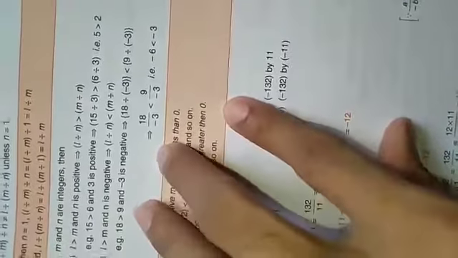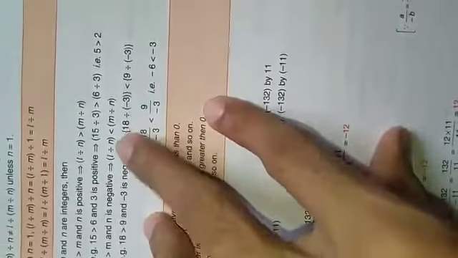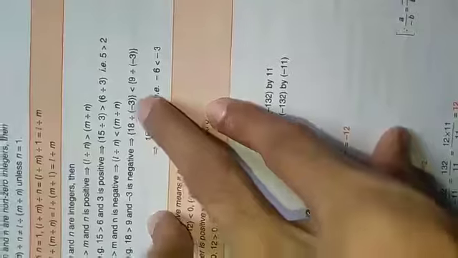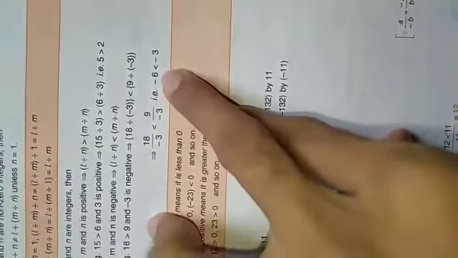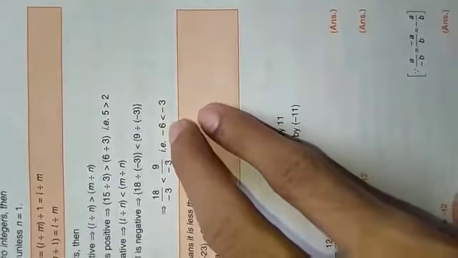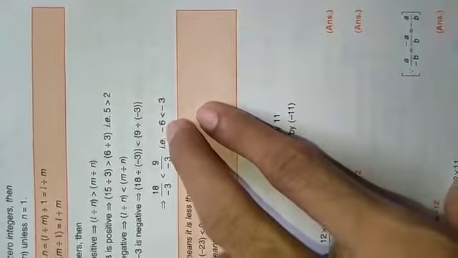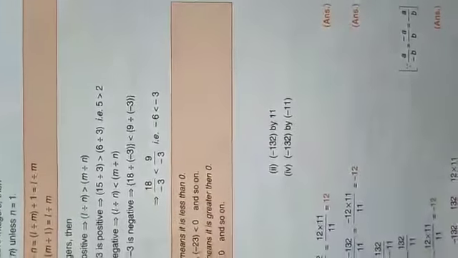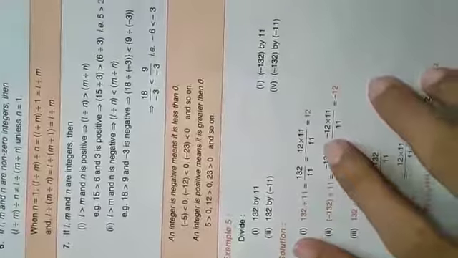Suppose we consider L equals 18, M equals 9 and N equals minus 3, then what will happen? So L divided by N, that means 18 divided by minus 3, the answer will be minus 6, and 9 divided by minus 3 will be minus 3, and we know that minus 3 is greater than minus 6. We can easily say that minus 3 is greater than minus 6 by plotting minus 6 and minus 3 on the number line, is not it? So these are the properties of division.